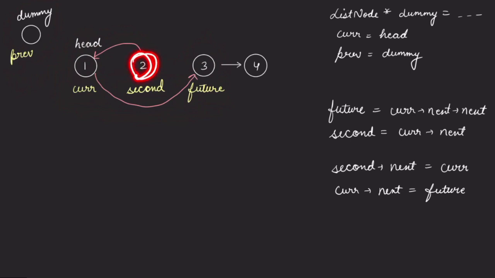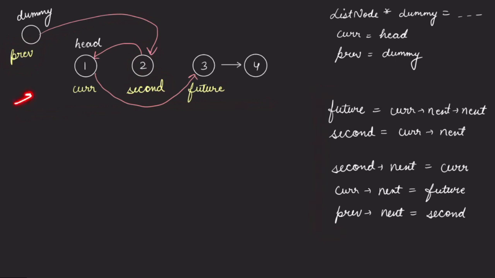Now, since this is coming here, our previous should point to node 2, because we do not want our linked list to be broken in between. This node should not be hanging without any reference. So in previous's next, we will store node 2, which is nothing but second. So this dummy would now be pointing to node 2. This is how our linked list will look after these operations.